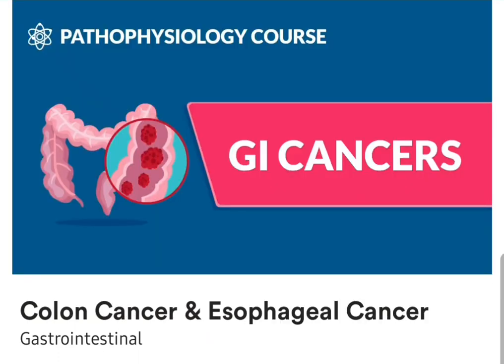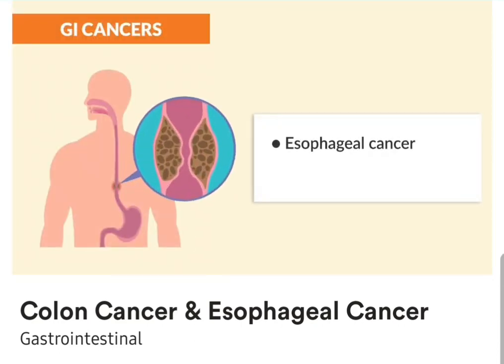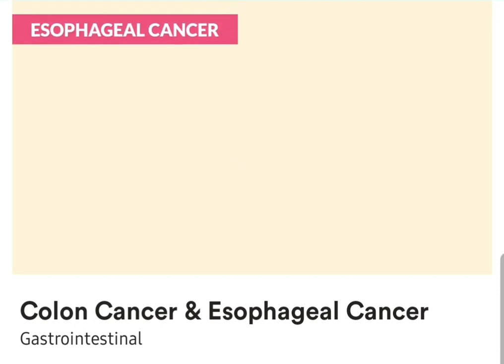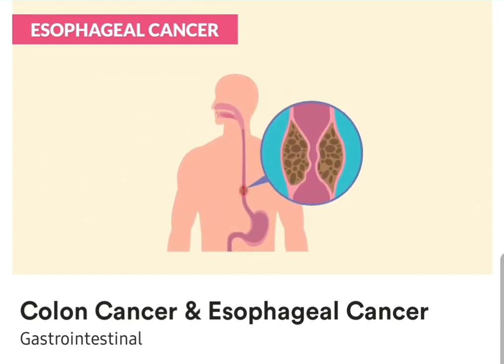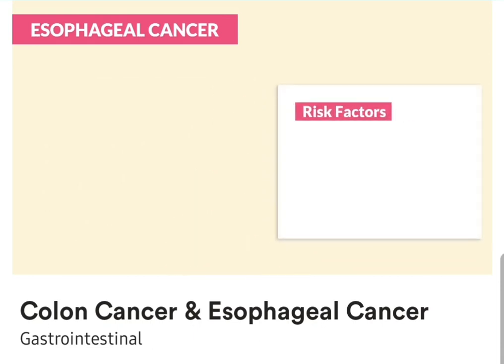Now for GI cancers. In this video, we're covering the key points for esophageal cancer, as well as colon and colorectal cancer. So starting with esophageal cancer, this is when there's cancer within the esophagus, the food tube that takes food from the mouth and into the stomach. So the key point is the risk factors.